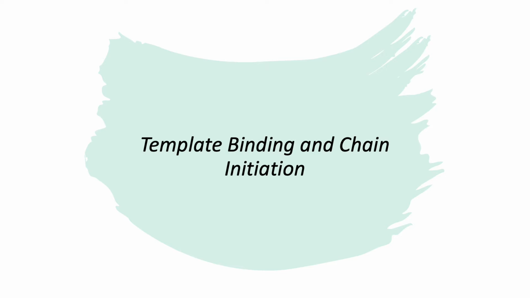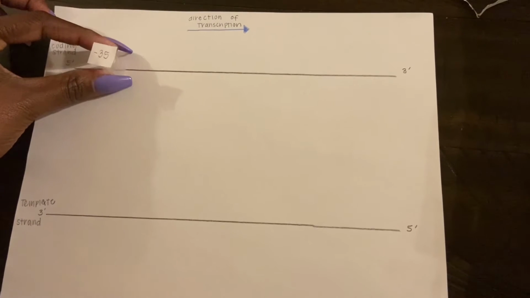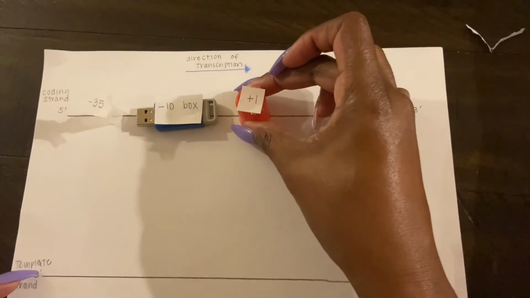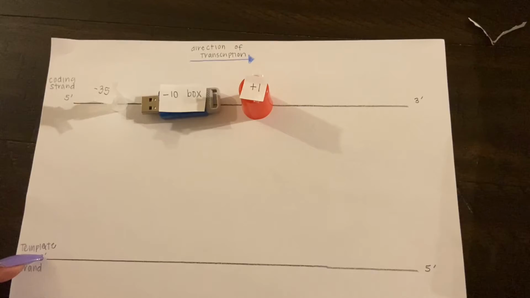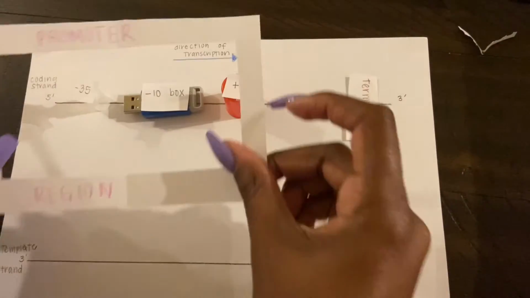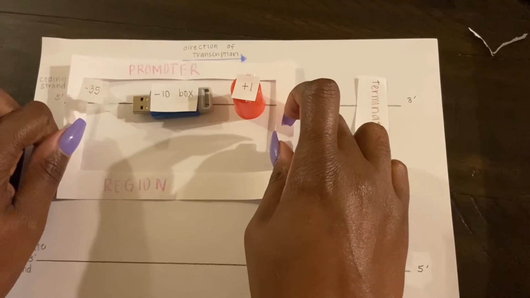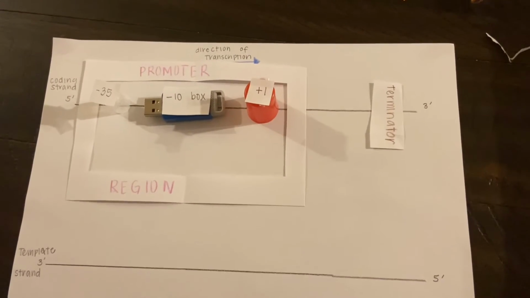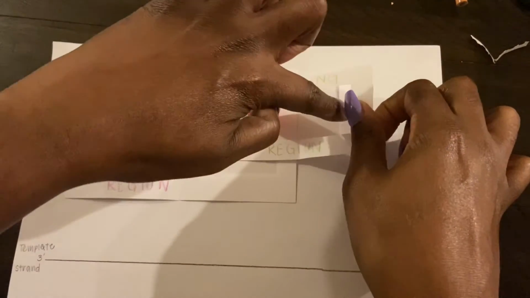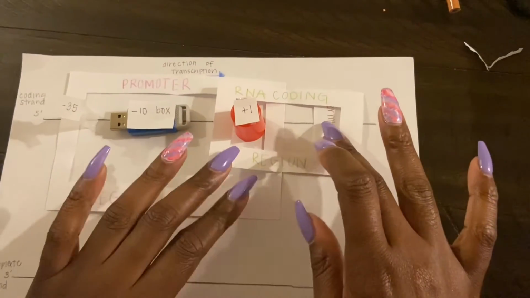To explain the next steps of transcription, I will have the DNA strands uncoiled and have the coding strand on top and the template strand on the bottom. I am adding three aspects to this diagram: the -35 site, the -10 box, and the +1 site. Together they form the promoter region. The +1 site is also the initiation site of RNA transcription, and the RNA coding region is the +1 site combined with the termination spot, which is the termination of transcription.